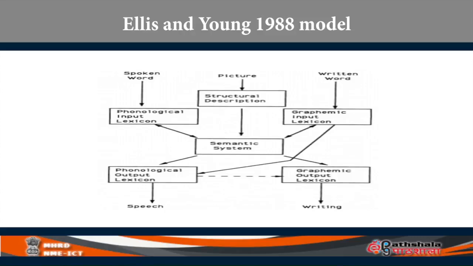Suppose you are asked to name a picture, the spoken word goes into the phonological input lexicon and reaches the semantic system. Suppose you are asked to write the name of a word, then you go into the graphemic input lexicon, and then the information goes into the semantic system to get to the meaning. Once the meaning is grasped, then contact is made with the phonological output lexicon if you have to speak about it, graphemic output lexicon if you have to write about it. This is how modular models of language processing explained different activities connected to language.